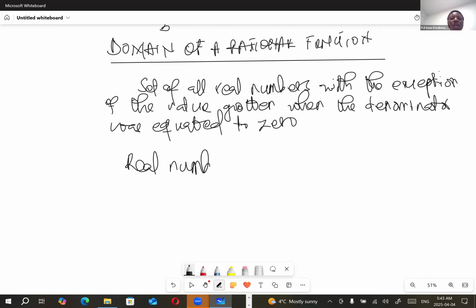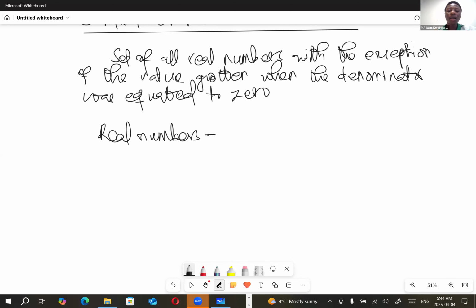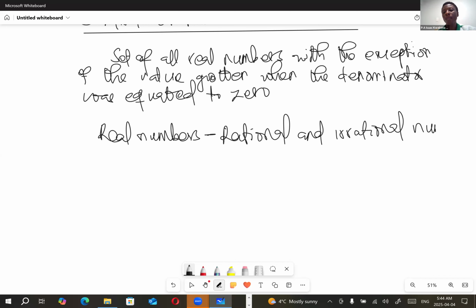Okay, so in numeracy, when we talk of real numbers, we're looking at rational and irrational numbers. After this, you'll get an idea of something. So real numbers encompass rational and irrational numbers.